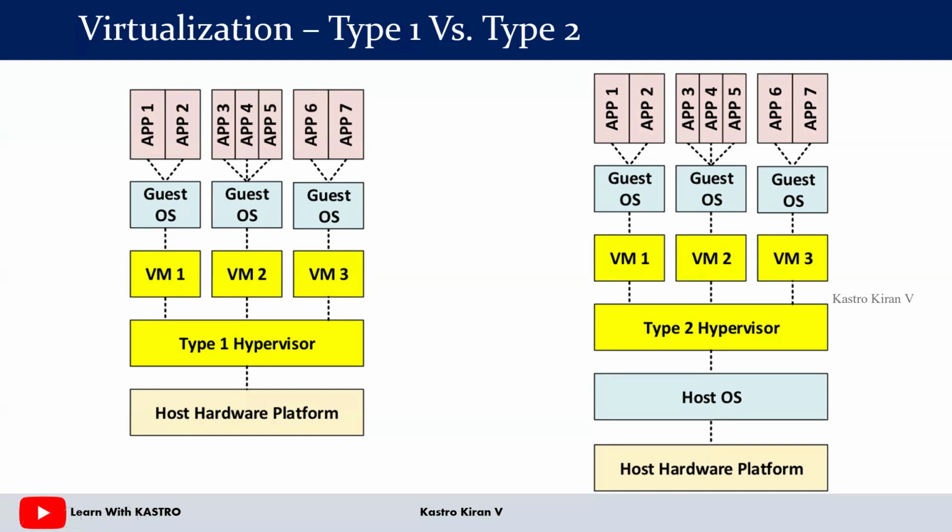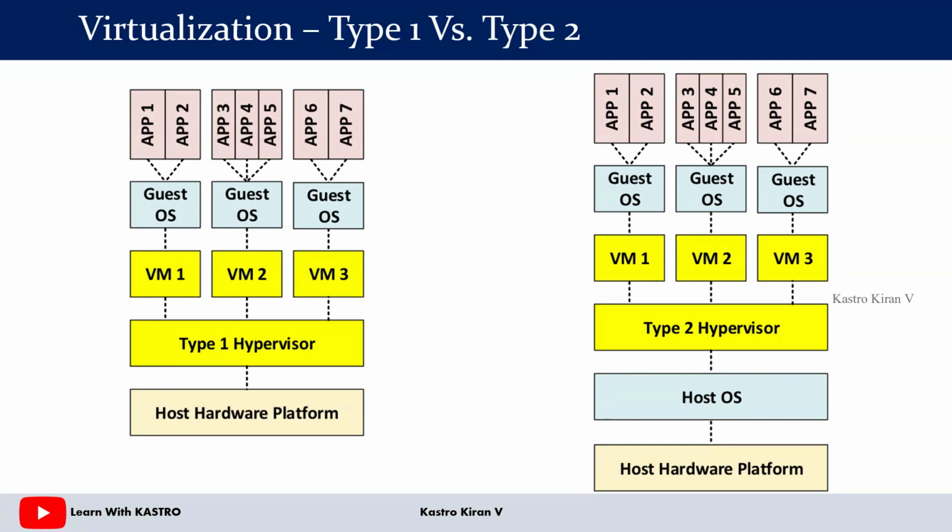So what is the host operating system? On top of the hardware component, I am installing an operating system. So that's called the host operating system. And then I'm going to install the hypervisor software. This hypervisor software allows me to launch multiple instances which have different operating systems. On top of the operating systems, I am going to deploy the applications according to my requirement. This is the simple difference between type 1 and type 2 virtualization.